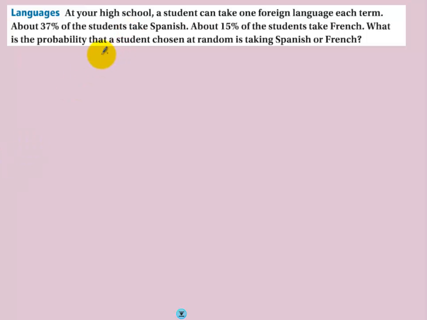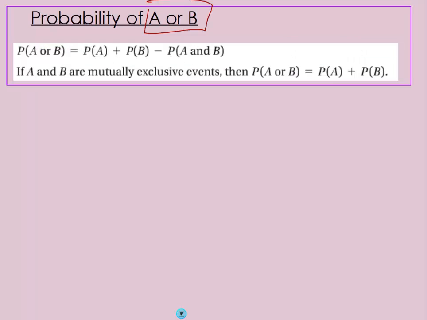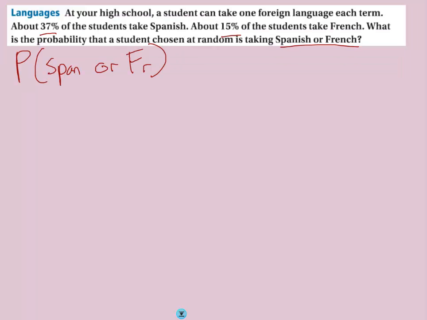At your high school, a student can take one foreign language each term. About 37% of students take Spanish and 15% take French. What is the probability that a student chosen at random is taking Spanish or French? So the probability of Spanish or French. Are they mutually exclusive? Yes, because you only take one foreign language. You can't take Spanish and French. So the formula is the probability of A plus the probability of B, so this will equal the probability of Spanish plus the probability of French.